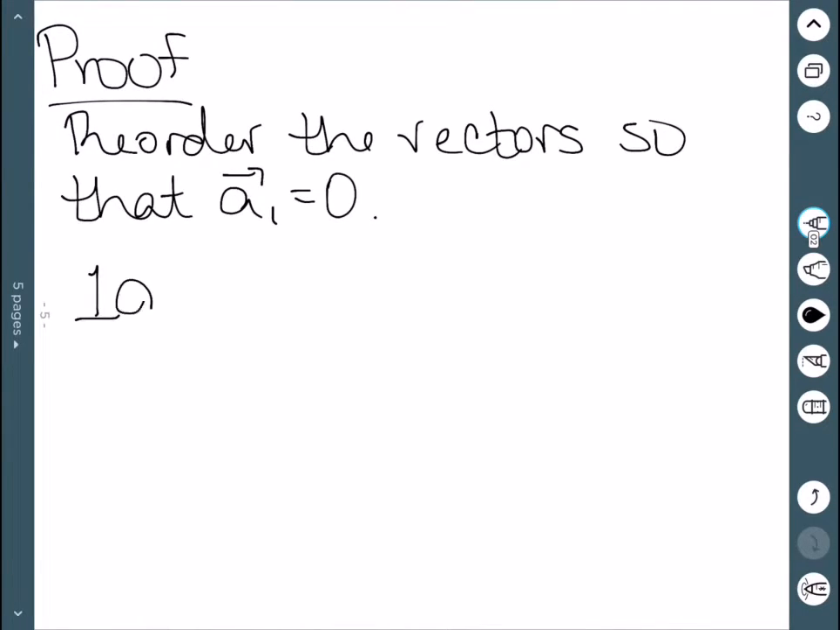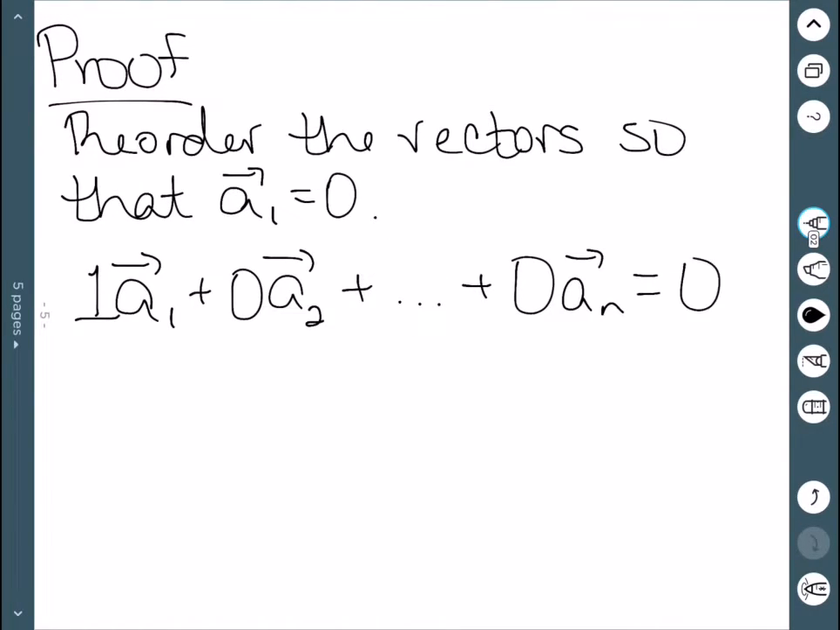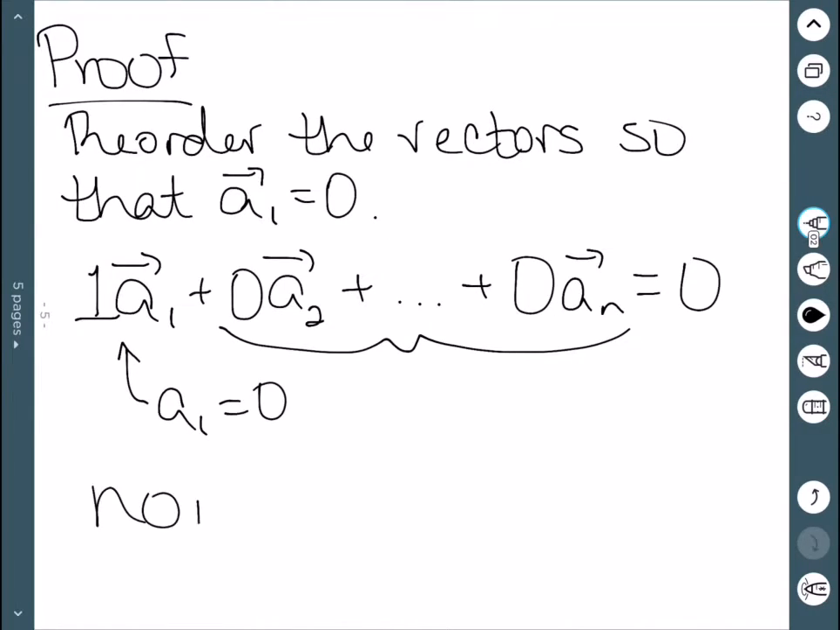Then I have this equation, 1a1 plus 0a2 plus 0a3 all the way up to 0an, which will be equal to 0. All of these terms will be equal to 0 since they're multiplied by 0. And this one, since a1 is equal to 0. Therefore, this is a non-trivial solution. And as long as you have a non-trivial solution, you are linearly dependent.